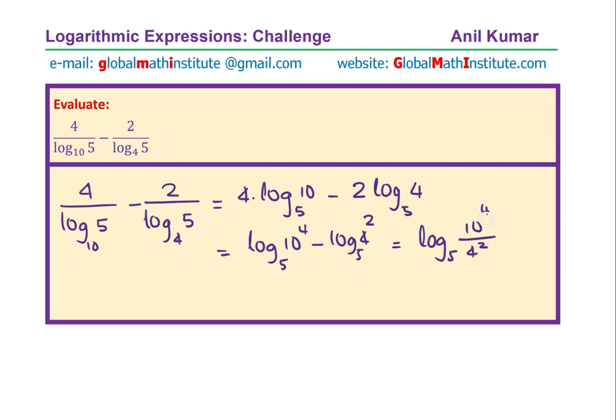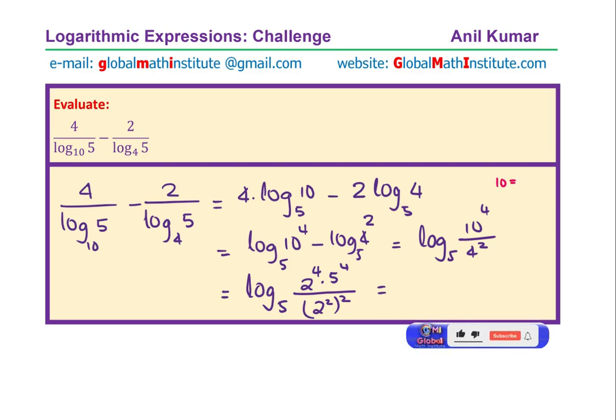Now can you simplify this? 10 to the power of 4. Well, 10 is 2 times 5, right? So let's rewrite this. We could write this as log to the base 5 of 2 to the power of 4 times 5 to the power of 4, because 10 is 2 times 5. And here we have 4 squared, which means 2 squared, squared. You get the idea. So what we did was write 10 as 2 times 5, and we wrote 4 as 2 squared. And therefore, we got this particular thing, correct?